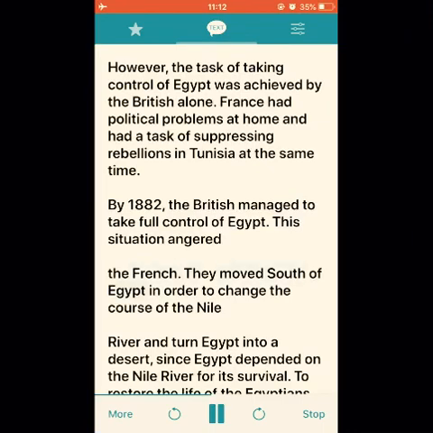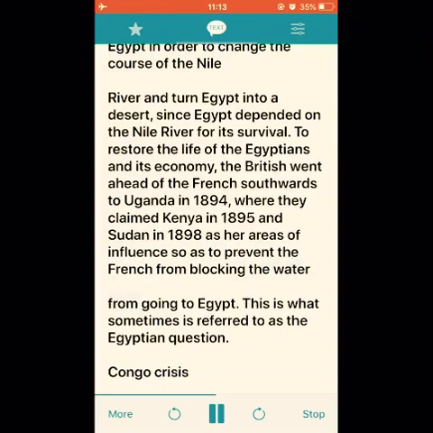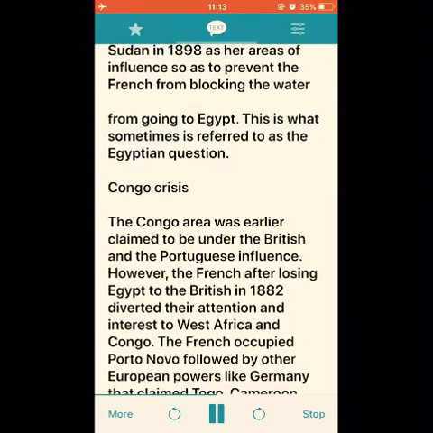They moved south of Egypt in order to change the course of the Nile River and turn Egypt into a desert, since Egypt depended on the Nile River for its survival. To restore the life of the Egyptians and its economy, the British went ahead of the French southwards to Uganda in 1894, where they claimed Kenya in 1895 and Sudan in 1898 as her areas of influence so as to prevent the French from blocking the water from going to Egypt. This is what sometimes is referred to as the Egyptian question.